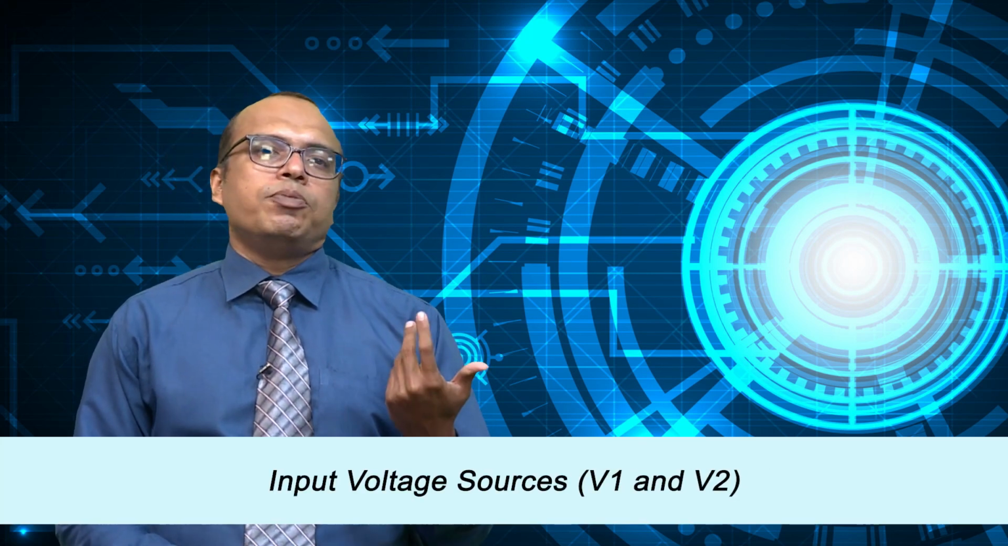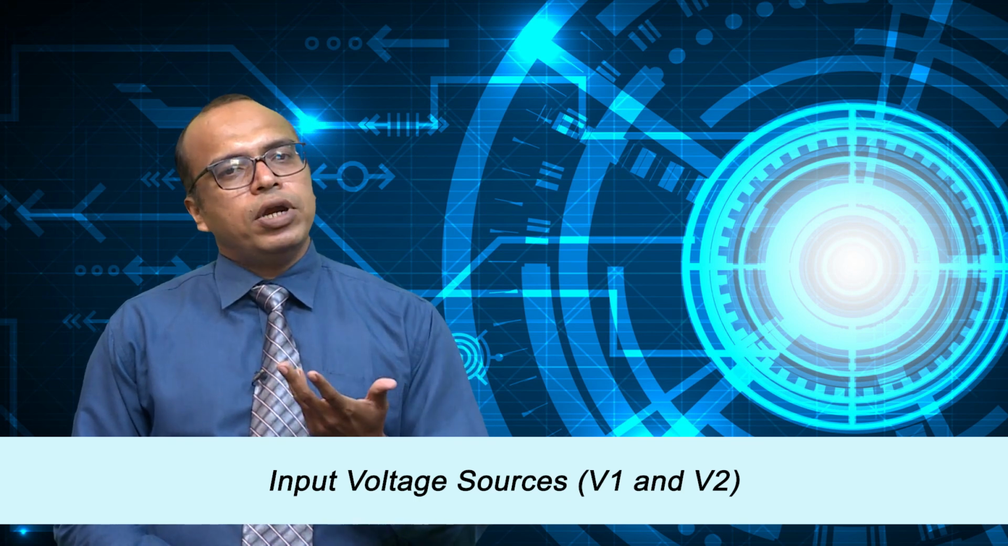Now, let us discuss the working of the circuit, or how the circuit works. The first thing is the input voltage. The input voltages are V1 and V2. These are the two input voltages that you want to subtract from each other. Each voltage source is connected through its respective input resistor, R1 and R2, to the inverting input of the op amp.